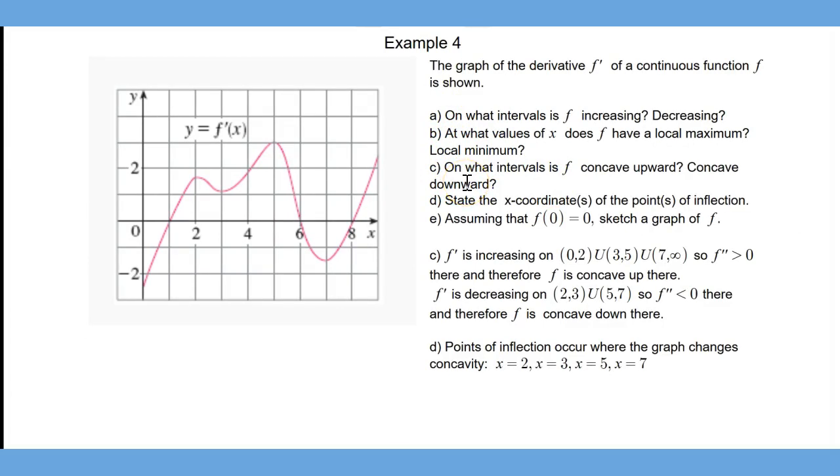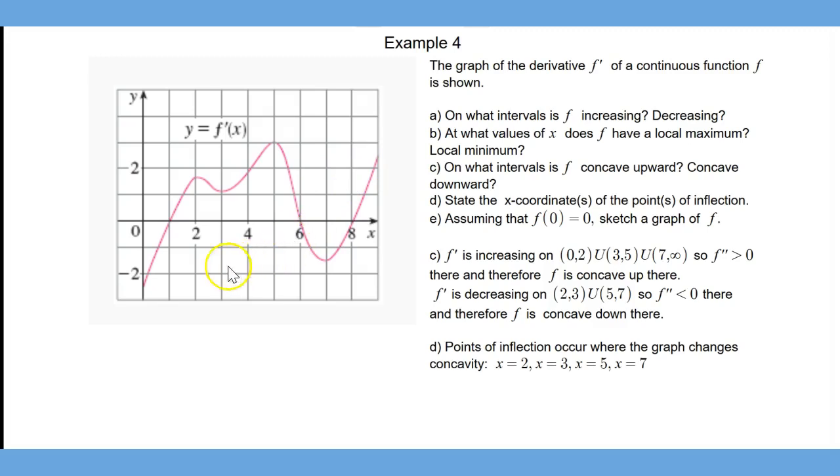On what intervals is f concave upward? Well, remember, f prime is increasing where f double prime is positive. So since f prime is increasing from 0 to 2, f double prime is positive from 0 to 2, so f is concave up there. Likewise, f prime is increasing from 3 to 5, so f double prime is positive there, and f is concave up there. And then the same for 7 to infinity.